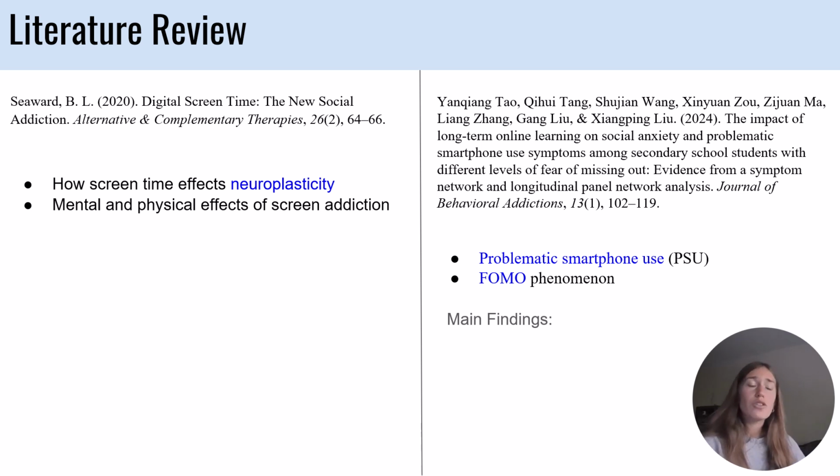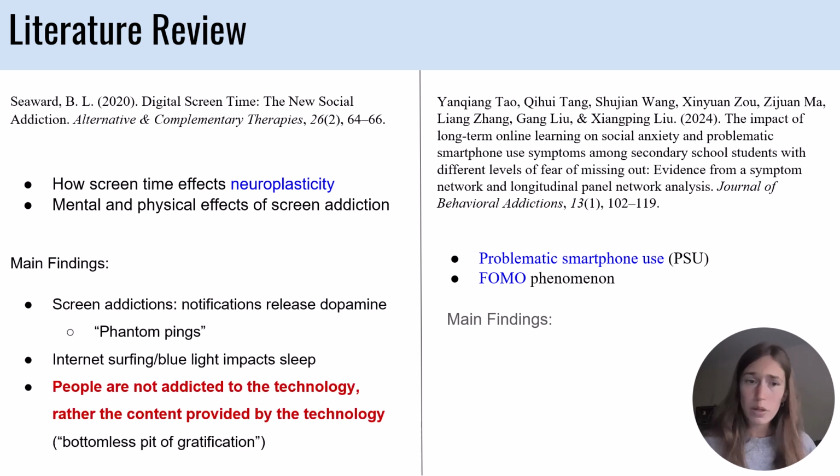Okay, last two articles. I'm going to try to keep this really short. So the first one was more how screen time affects neuroplasticity and just the overall effects mentally and physically of screen addiction. So we're going to start just very quickly with this one. People have found that when your phone gives a notification, when you hear that ding, or if it's your laptop, any sort of notification does release dopamine. And dopamine is that happy chemical.